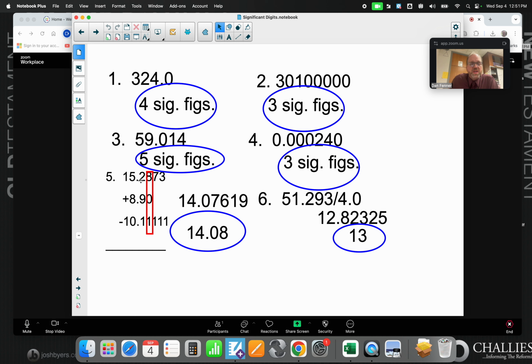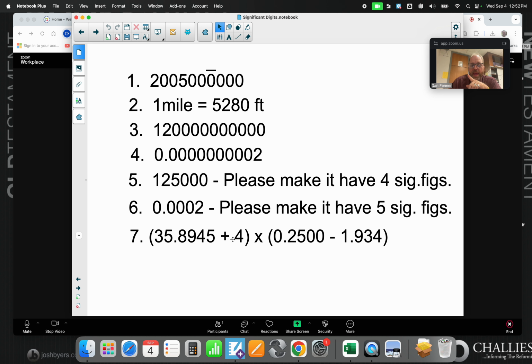Okay, I've got these here. For the first 4, I want you to tell me how many sig figs I have. For number 5, I want you to make 125,000 have 4 sig figs. And then I want you to make 0.0002 have 5 sig figs. And then for the last one, you see parentheses. So we're going to do each of these parentheses first. We're going to do this addition problem and follow the addition rule. Then I'm going to do this subtraction problem, follow the rule for subtraction, and then we're going to multiply those 2 numbers. So we have 3 actual problems there. Pause the video, try it, see what we come up with, and then we'll go over it.